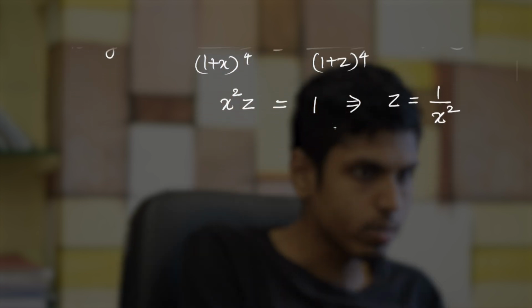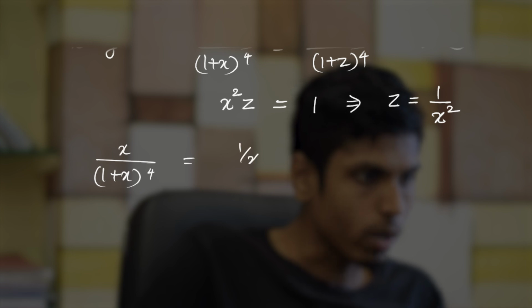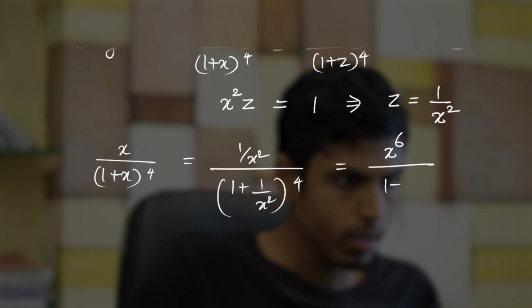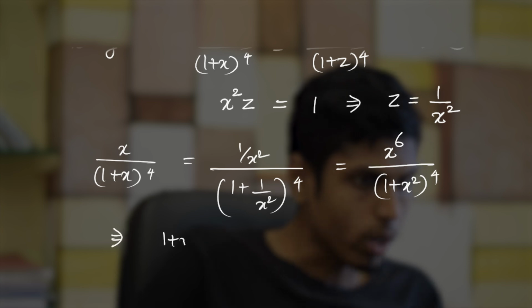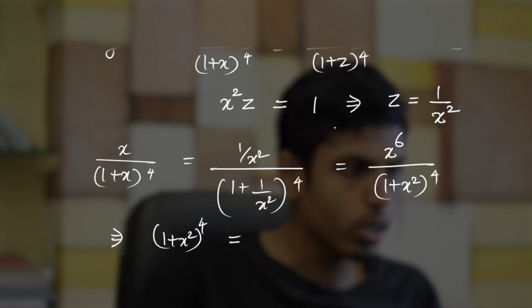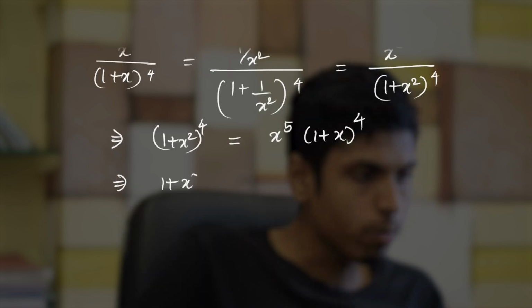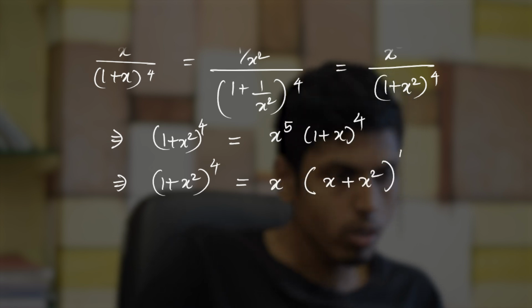If we substitute z as 1 by x squared, we get x by (1 plus x) whole power 4 equal to (1 by x squared) divided by (1 plus 1 by x squared) whole power 4, and this can be rewritten as x power 6 by (1 plus x squared) whole power 4. I'm just taking the x squared from the denominator to the numerator. So now this simplifies to (1 plus x squared) whole power 4 being equal to x power 5 into (1 plus x) whole power 4. This implies (1 plus x squared) whole power 4 equals x into (x plus x squared) whole power 4.